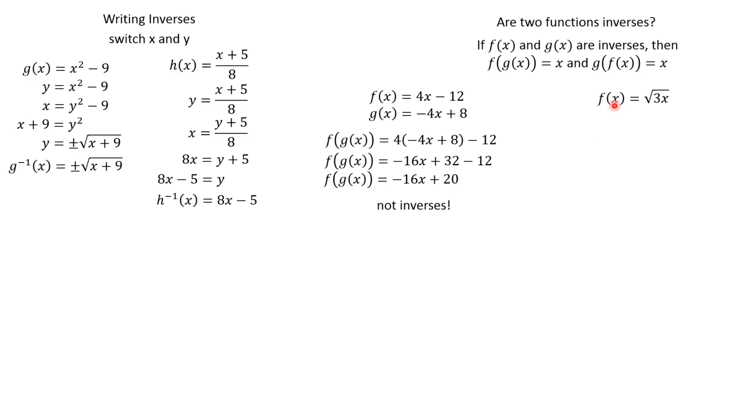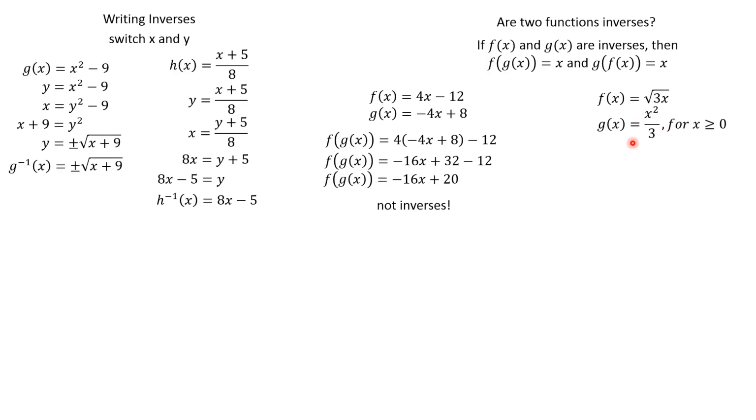So let's look at another couple. f of x equals square root of 3x, and g of x equals x squared over 3 for x greater than or equal to 0. That's just going to make it so that we're only dealing with the positive half of this quadratic. Otherwise, some weird stuff starts happening. That's where we'd need the plus or minus that we had over here.